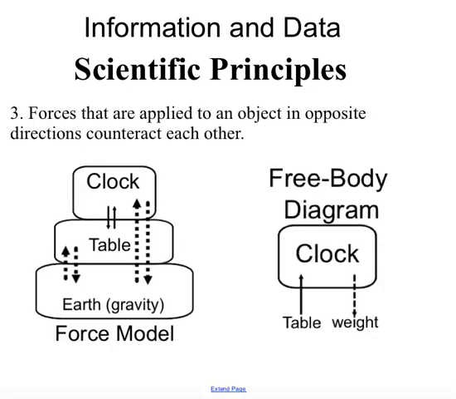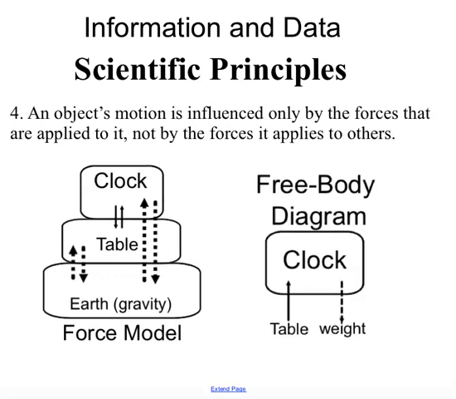If you include number 3 as well as number 2, that's where you're going to start to go from that proficient grade up into an advanced grade. Now, could you use the 4th one? An object's motion is influenced only by the forces that are applied to it, not by the forces it applies to others. Again, you can make the argument and say, look, this is important and it should be included because it is only influenced by the forces that are applied to it. And because there are no horizontal forces applied to it, they cannot influence the motion of the clock. So there is no horizontal motion. So you can make the argument that 4 could be included in your reasoning as well.